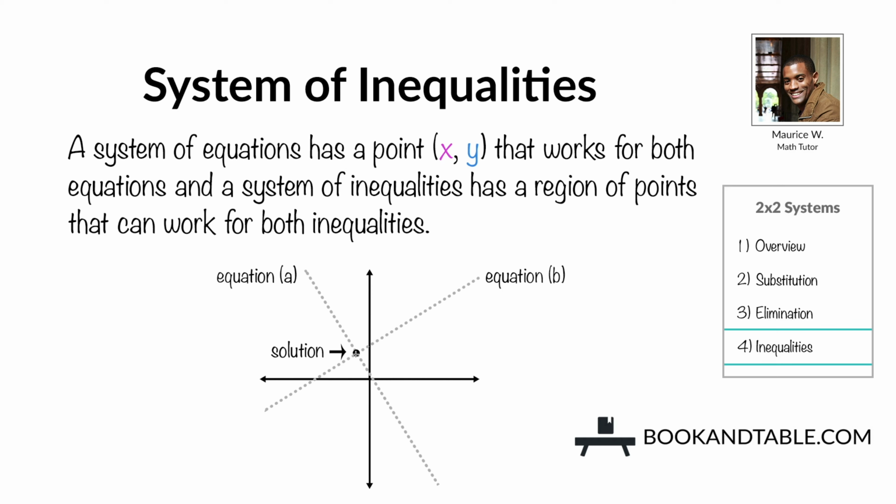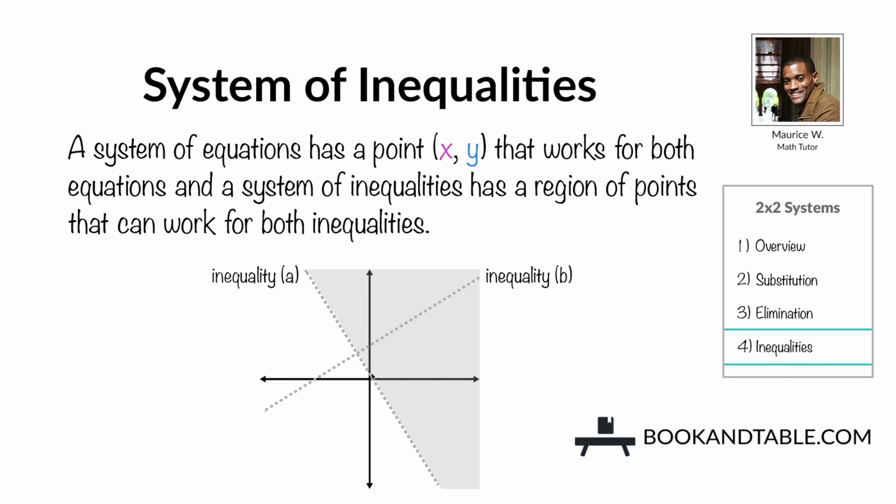But for a system of inequalities, it is different. A system of inequalities has a region of points that can work for both inequalities. So let's say instead of equation A and equation B, we had inequality A and inequality B. Remember, for inequalities, you have greater than or less than, as well as greater than or equal to, and less than or equal to.